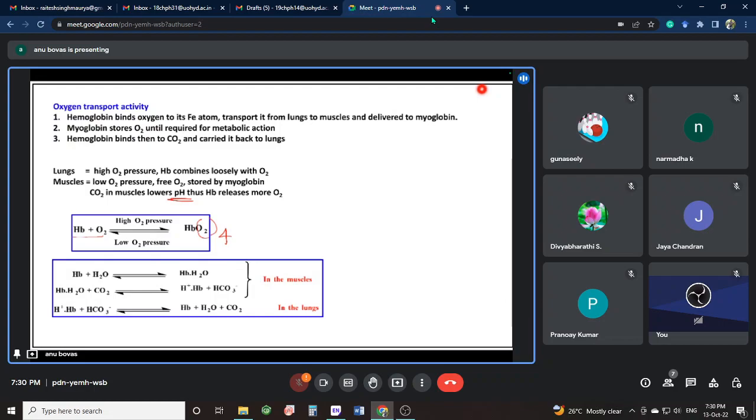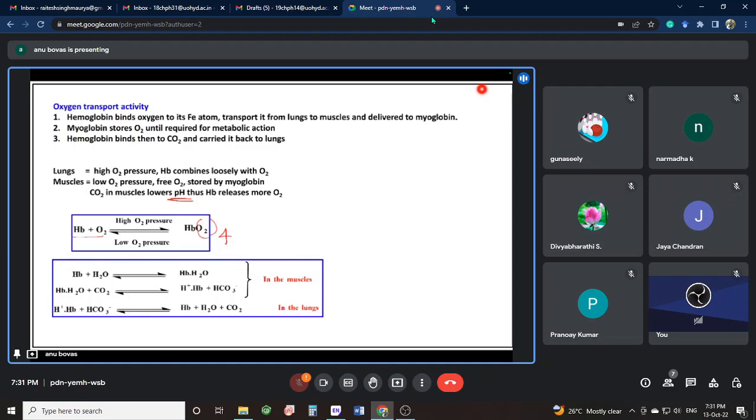Now, what will happen? How is this carbon dioxide transferred back to the lungs? In the human body, 85% of carbon dioxide is transported in bicarbonate form. So, how is it done? The mechanism is given here. Hb, once it has released the oxygen, will bind with a water molecule, and the carbon dioxide molecule will diffuse from plasma to hemoglobin, and then this carbon dioxide will combine with the water.